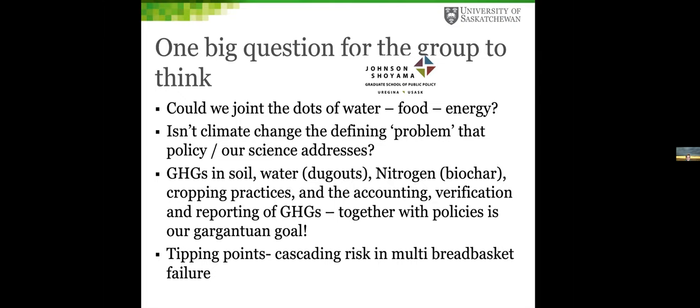And then my big gargantuan one as well is tipping points. So working with South America, we know that through El Niño and La Niña, we have connections and teleconnections. And I'm really interested in, because of risk and risk to climate change, cascading risk through multi-breadbasket failure from South America to North America. And we know that Europe is interconnected with Africa. So those types of things. So that's it, thank you.